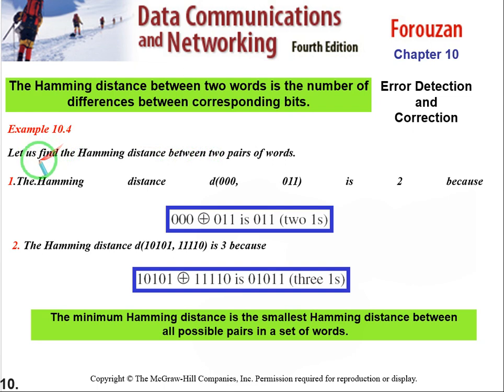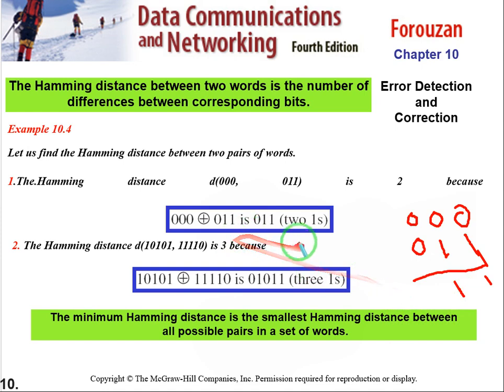Like example 10.4, let us find the Hamming distance between two pairs of words. So we have two pairs. The Hamming distance between 000 and 011 is 2, because 000 is one word and 011 is another word. Now you can add them by XOR operation. Hope you guys know about XOR operation. So it will be 1, it will be 1. Okay, so how many ones do we have? 1 and 2, so this is 2 bits. So what is the Hamming distance? The Hamming distance is 2.